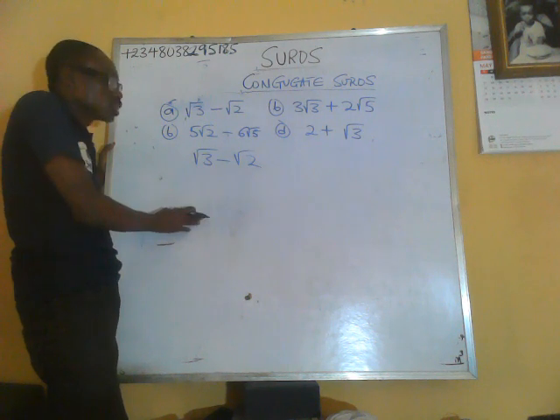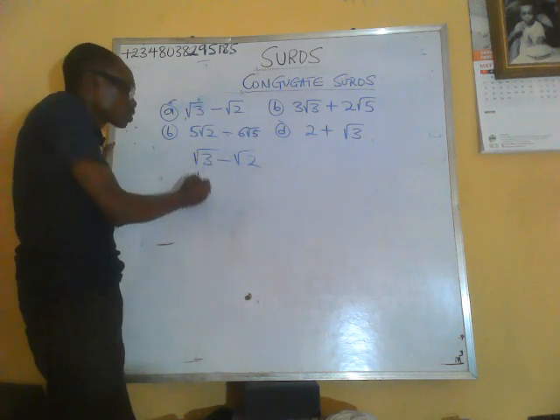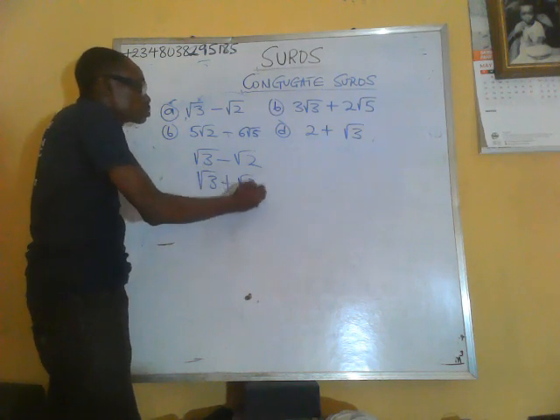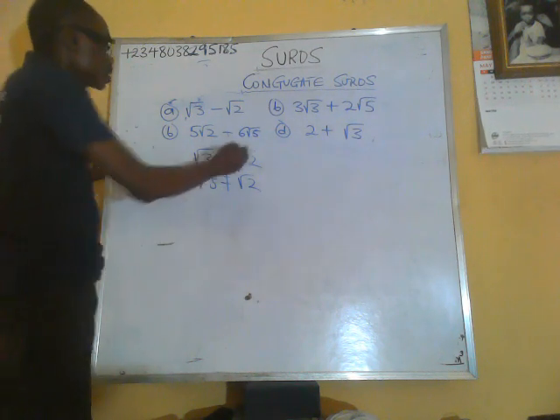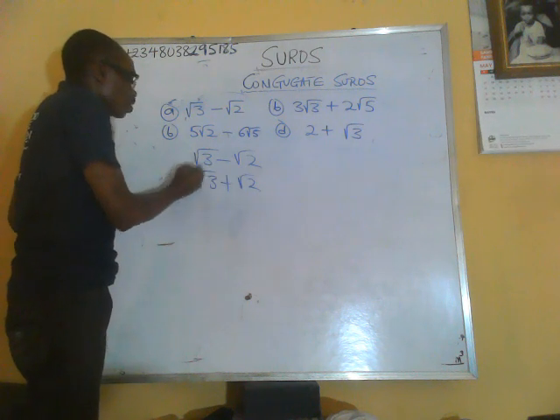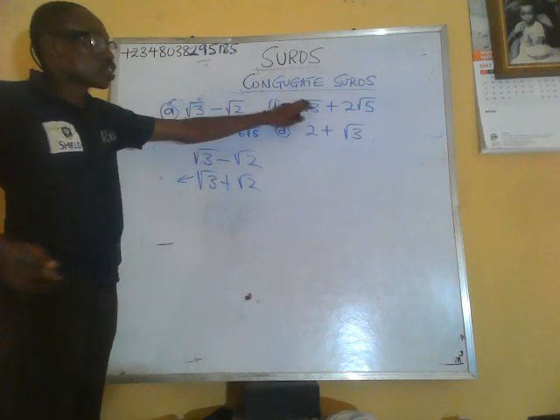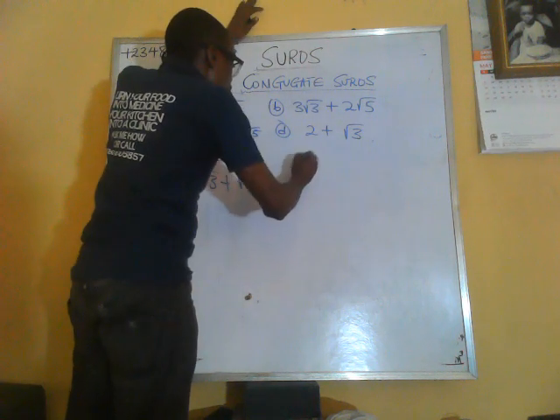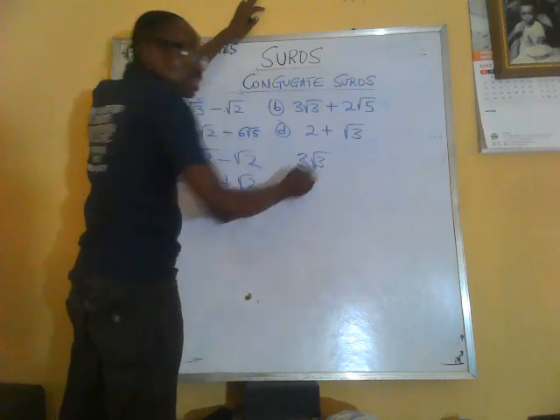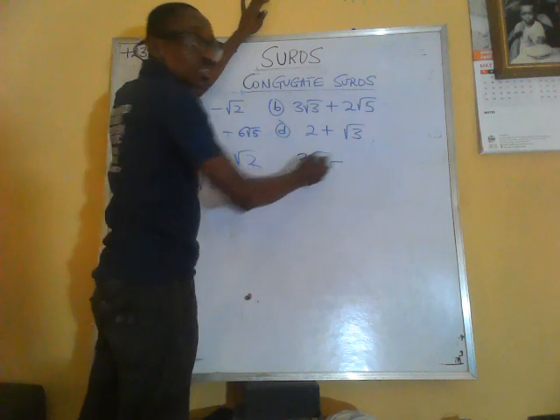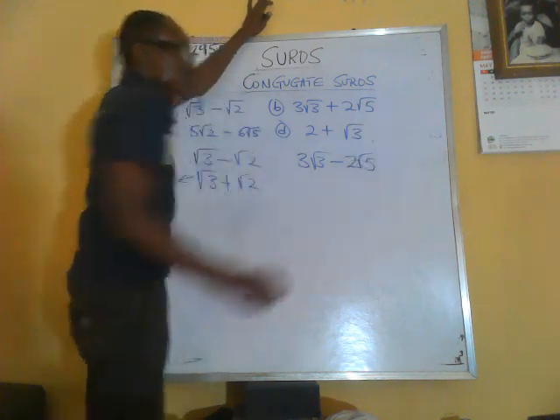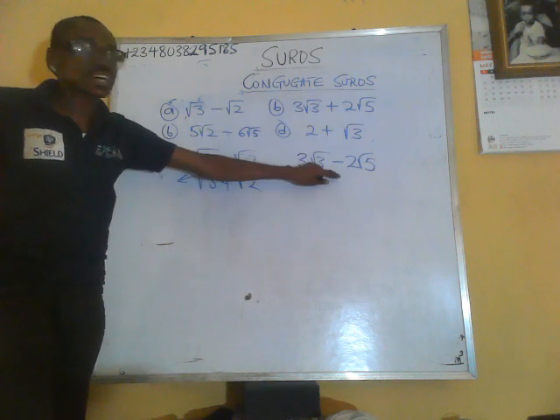And you get a conjugate. So the conjugate of this is going to be root 3 plus root 2. This is the conjugate of this. The conjugate of 3 root 3 plus 2 root 5 is going to be 3 root 3 minus 2 root 5. Just change the sign at the center.